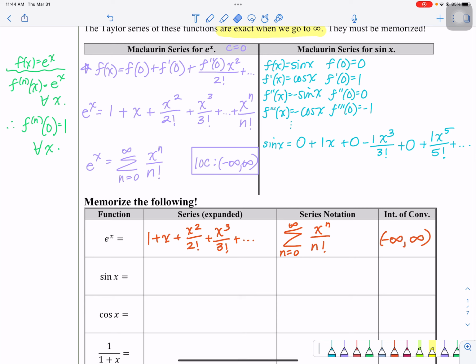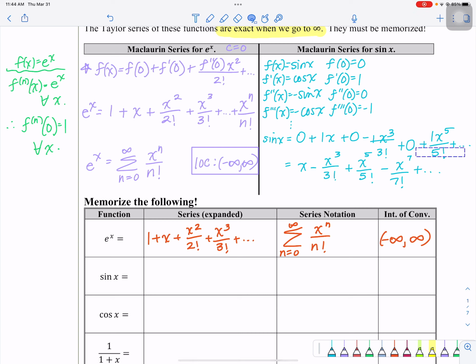So what do we have for the sine of x? We have that the sine of x is equal to x minus x cubed over 3 factorial plus x to the 5th over 5 factorial minus x to the 7th over 7 factorial, and so forth. If I can move that up just a little bit. Well, I think I will just leave well enough alone.